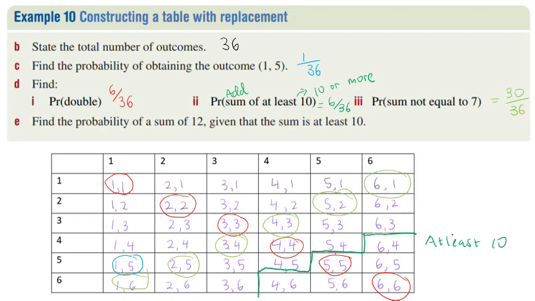Okay, then the last question. Find the probability of a sum of 12 given that the sum is at least 10. Given that, that's our conditional probability from the lesson before. So the probability that at least 10 has already happened, that's this section here. And the probability that it's a sum of 12, that's this one here. So 1 out of 6.